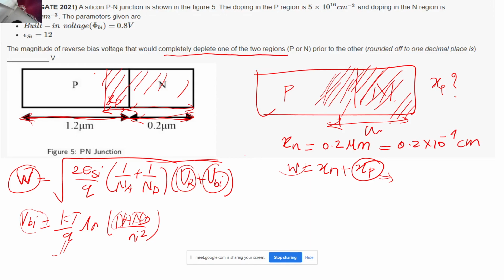Using any one of the formula equations, either for xn or xp. Which formula are you talking about? Na is given to be either with respect to Na or Nd. Na will be given as acceptor or so. Yeah, it's okay.